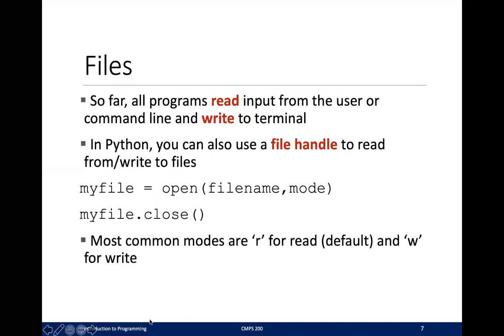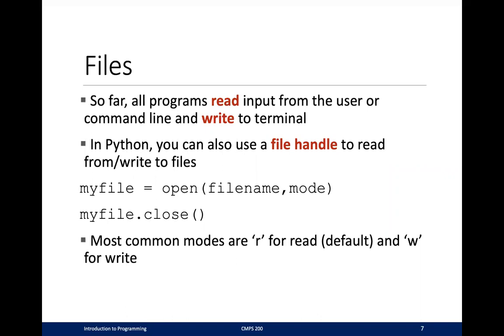All right, so let's talk about the next topic, which is files. This is one of the really coolest things in Python. I mean, it's available in every programming language, but in Python, it's very simple, very straightforward. In other programming languages, it's a bit complicated. So what are files? Files are things that you have on your hard disk, like an Excel file, a text file, a Word document. Right now, up until now, we've been dealing with reading input from the user or the command line and writing to the terminal.